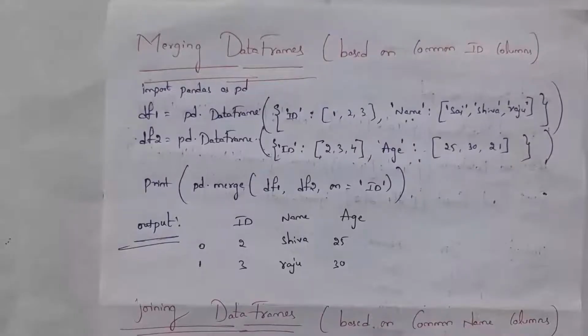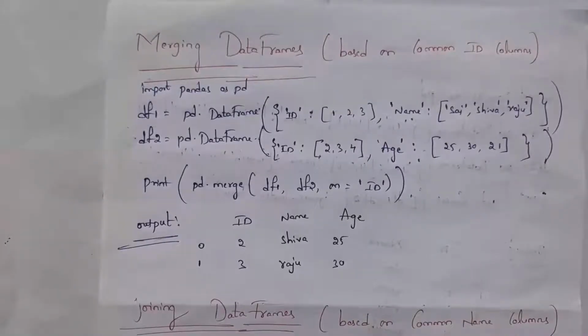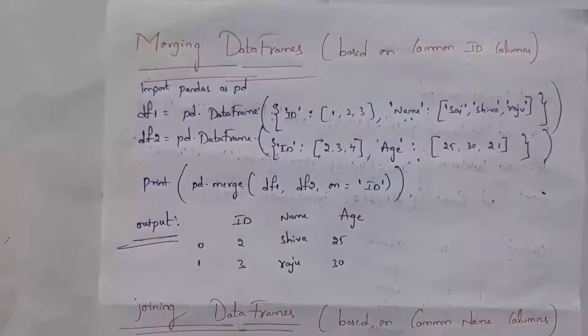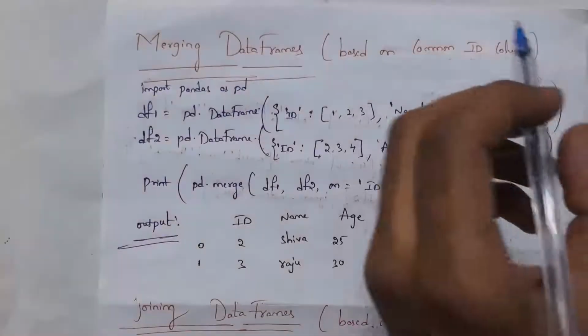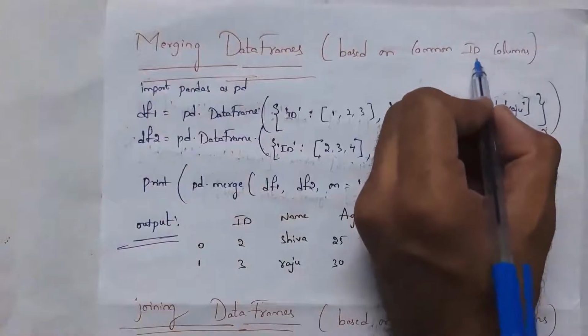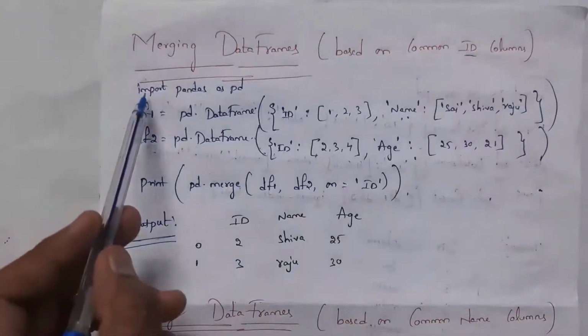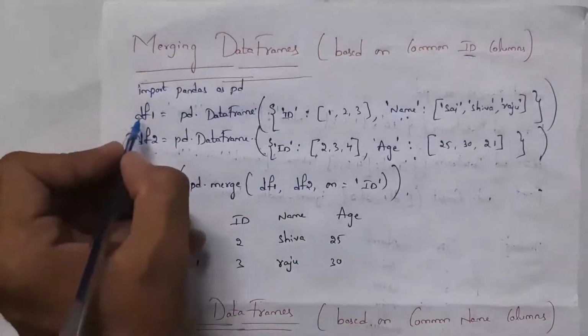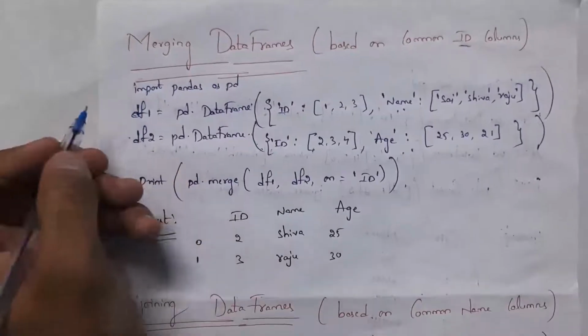Next I will explain how to merge data frames, how to join data frames, and also how to concatenate data frames. This is a simple program. I want to merge 2 data frames based on the common ID column. So at first I import pandas as pd. Next I am taking the variable name as df1. You can take any variable name.